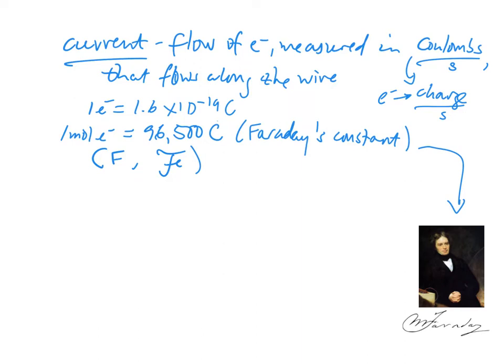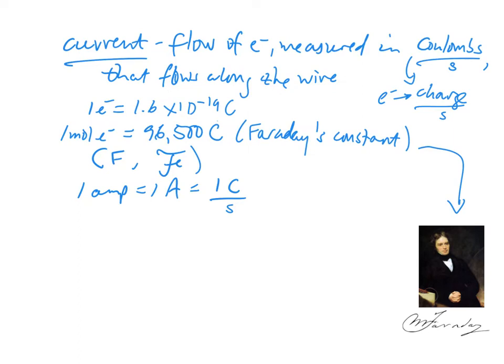So 1 amp, you've probably heard that term, which is usually just abbreviated as capital A, is equal to 1 coulomb per second. So current is measured oftentimes in amps, and you may have heard that term here and there, not as an amplifier for your music files, but simply as a measure of current.